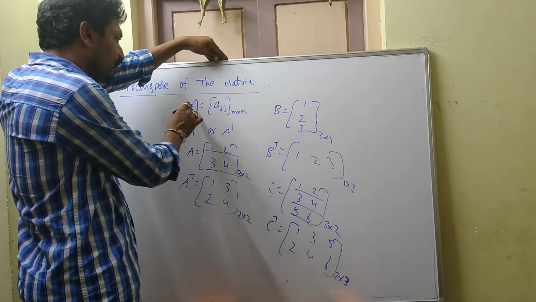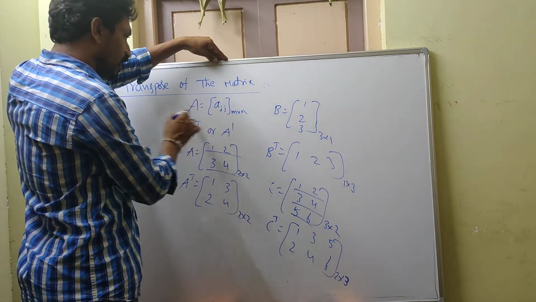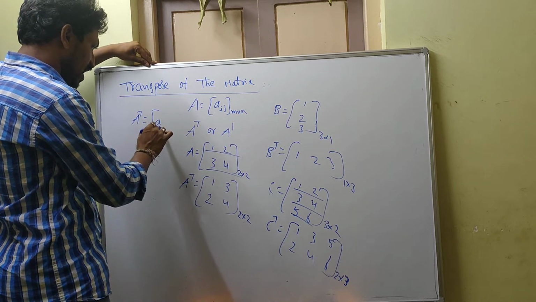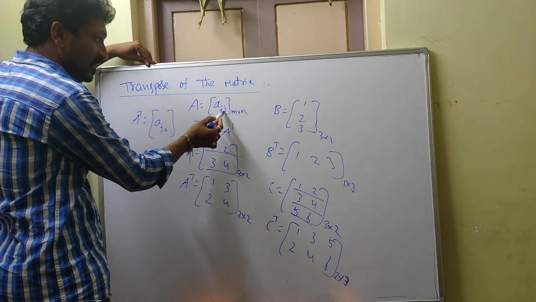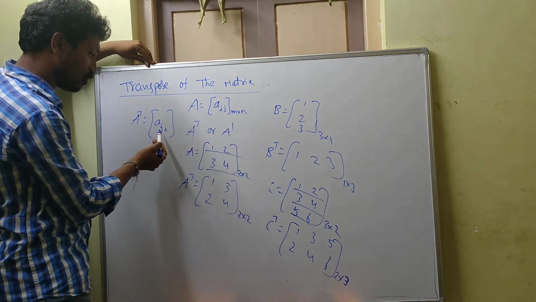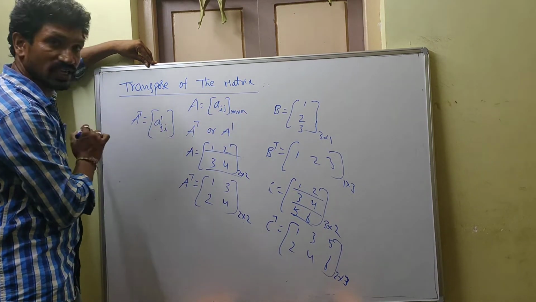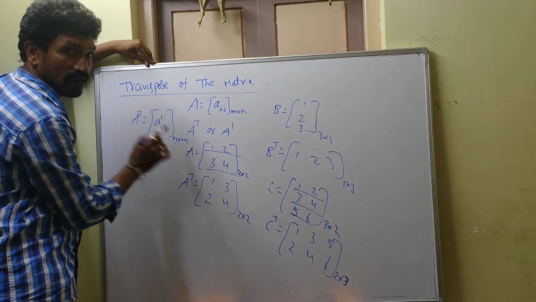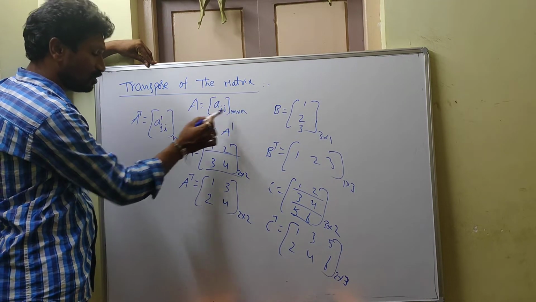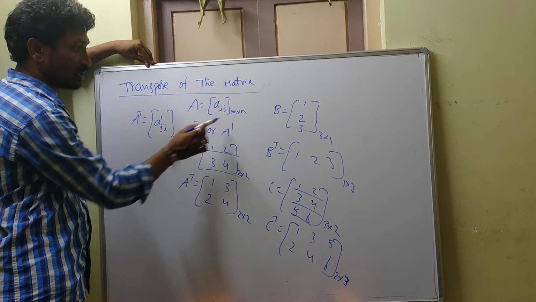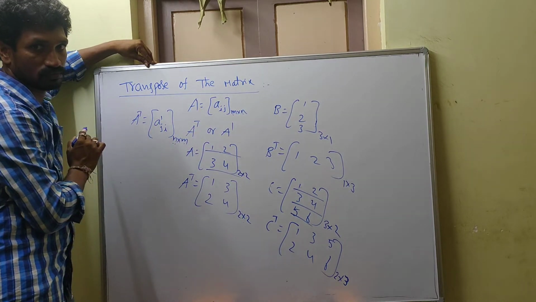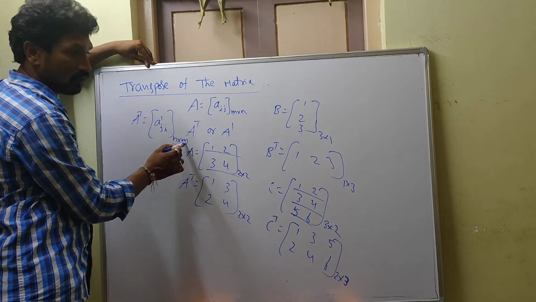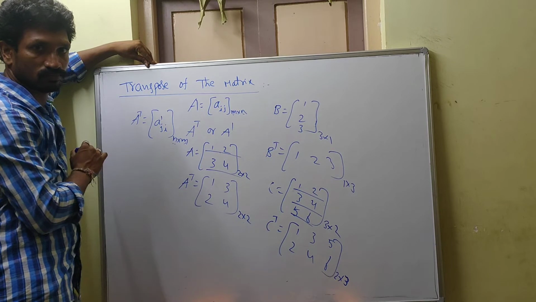See, if the order of A is m by n, then order of A transpose is n by m. Here rows become columns and columns become rows, just written like A dash ji. Order becomes n by m. So rows as columns, columns as rows, n by m. If you have m rows, then here you have m columns. That m rows become columns, and here columns become rows.